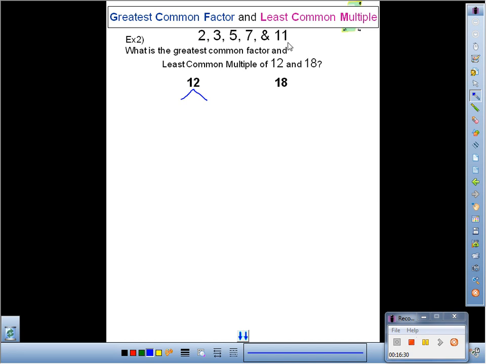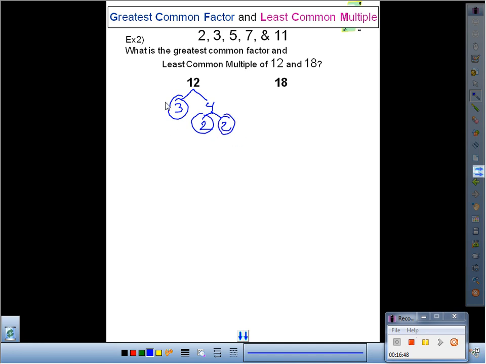Which one of these divides evenly into 12? 2, but the biggest one is 3. So it's 3 times what gives me 12? 4. Circle the 3. So that branch doesn't grow anymore. How about the 4? 2 and 2. So circle both. So my factors are 3 times 2 times 2. Do number 18 by yourself. See what you get.